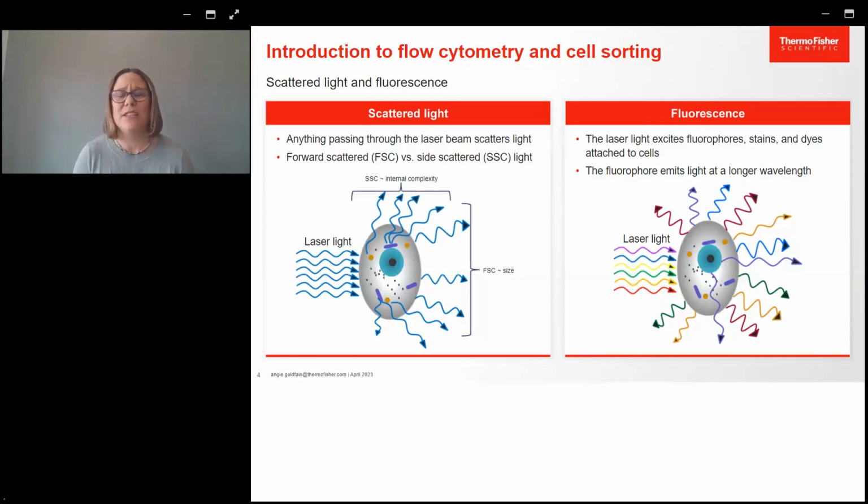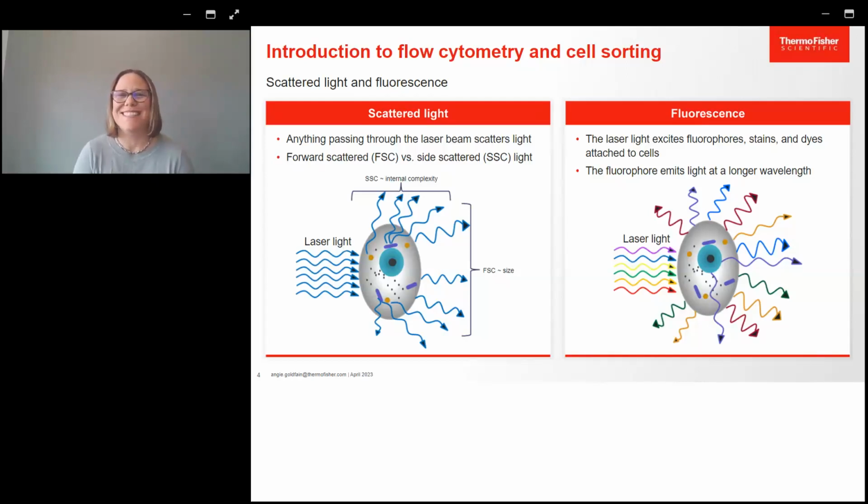We look at scattered light in two ways, both in the forward direction and the side direction. The forward direction gives us an indication of relative size of the cell, whereas the side direction gives us some information on the internal complexity. Some systems exist where you can see more than one wavelength of light with the scatter as well, if you're looking at small particles or alternate wavelengths.